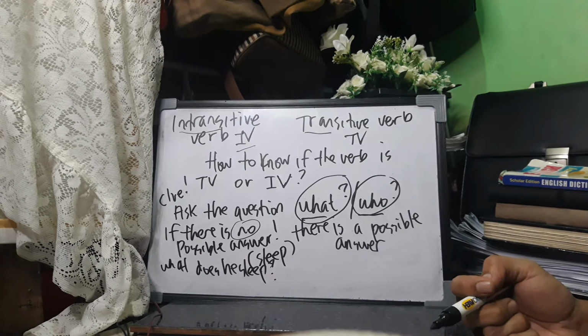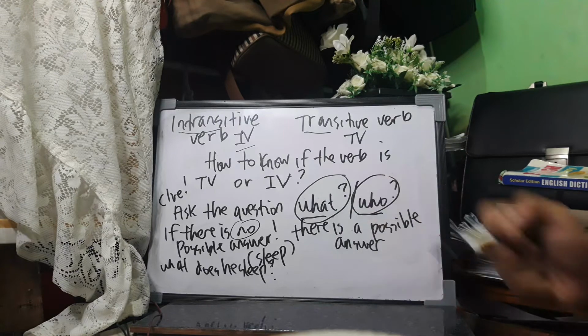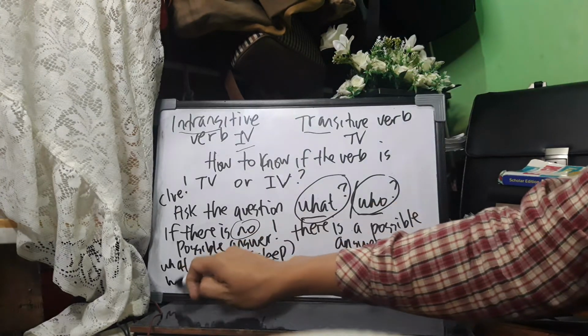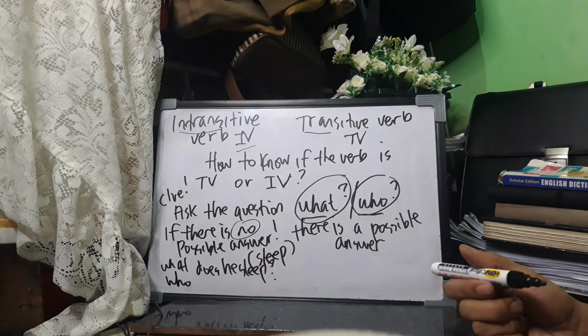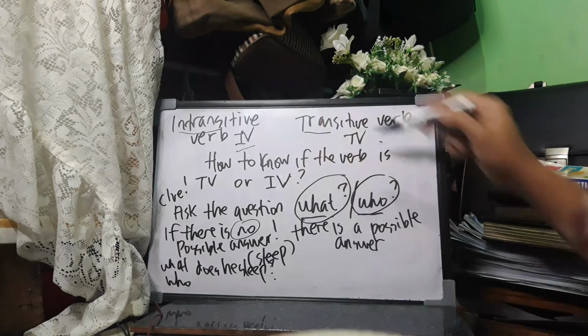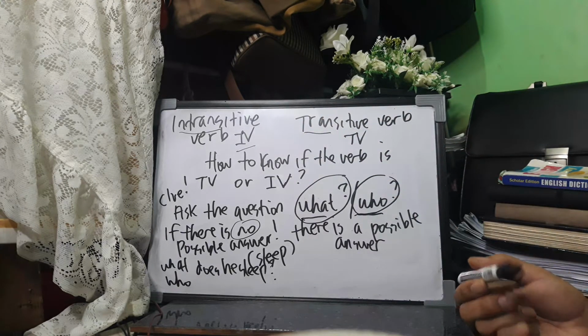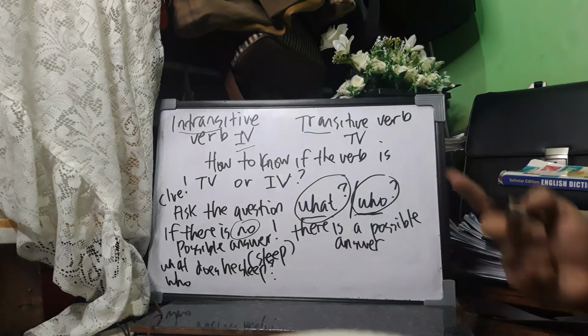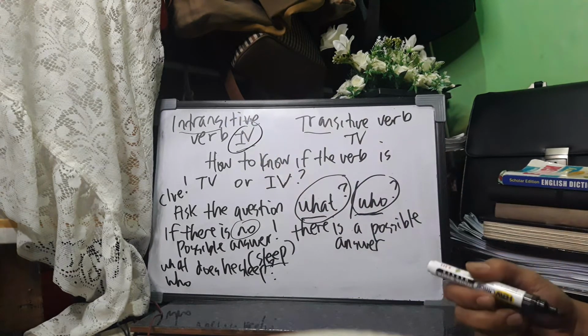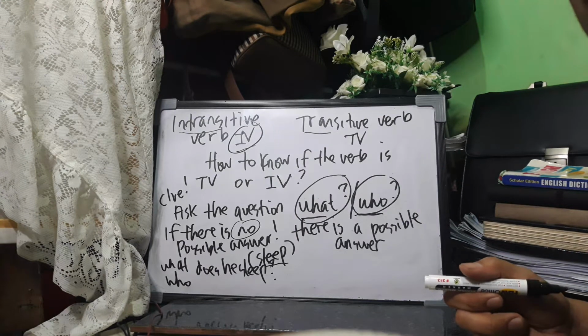So there is no possible answer to the question what if you use the verb sleep in a sentence. Or, for example, who does he sleep? I sleep my mother. I sleep my teacher. That's wrong because it does not answer the question who. So definitely we can say that the verb sleep is an intransitive verb.